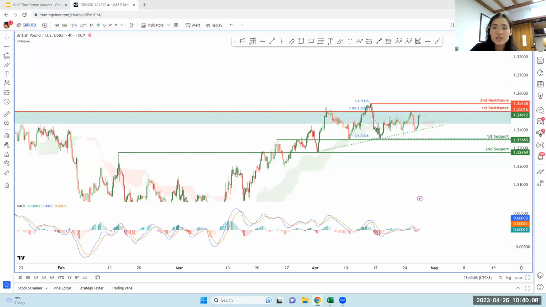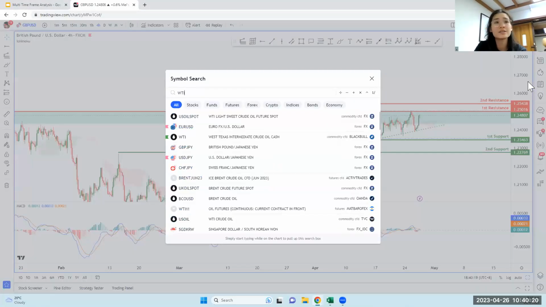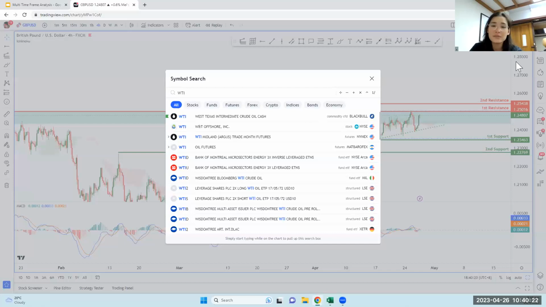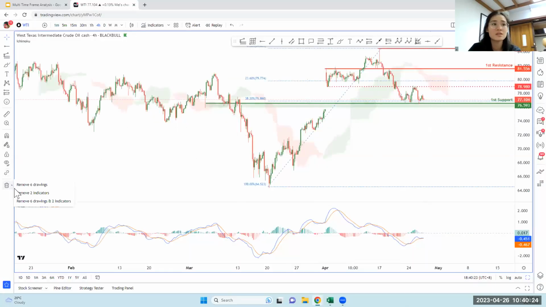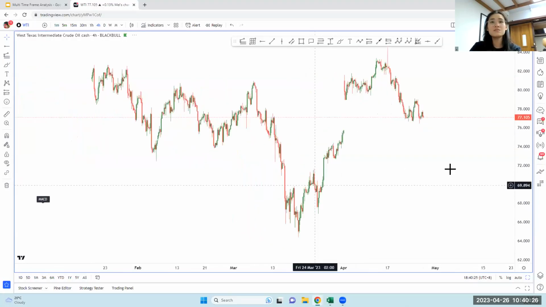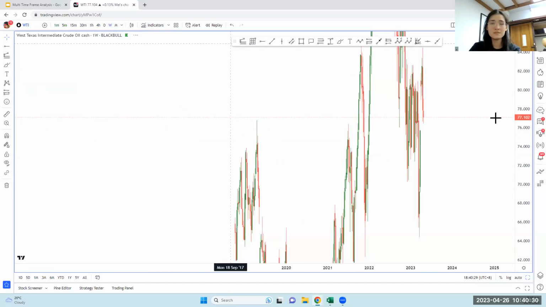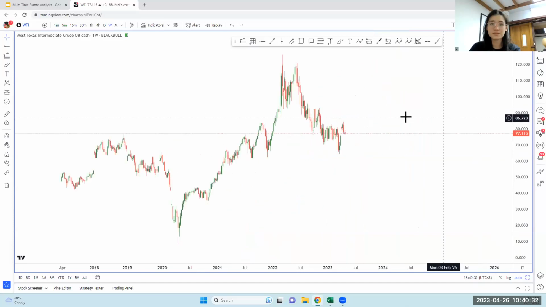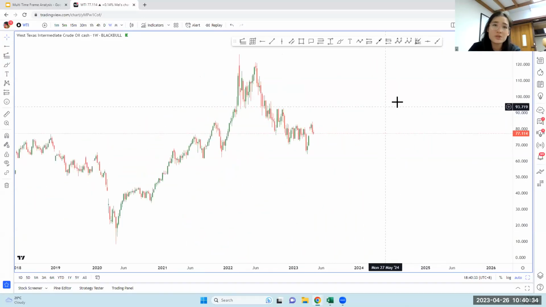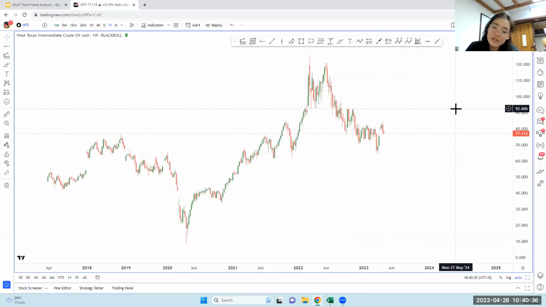Okay. Let's go through one more chart. Let's take a look at a commodity instead. Let's look at WTI and compare between the time frames. So here we have WTI on a weekly time frame.